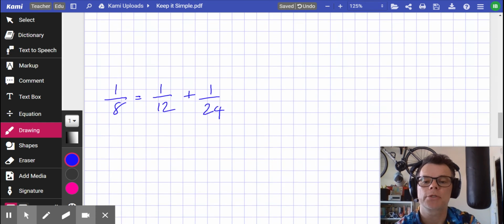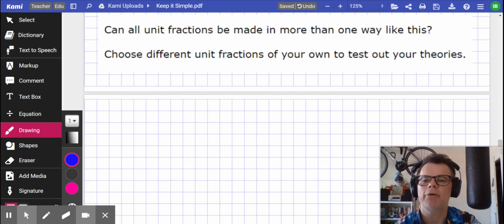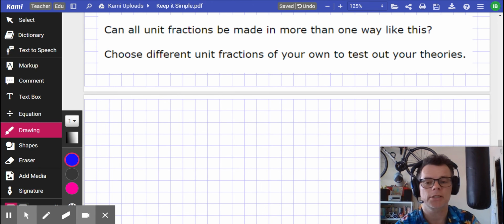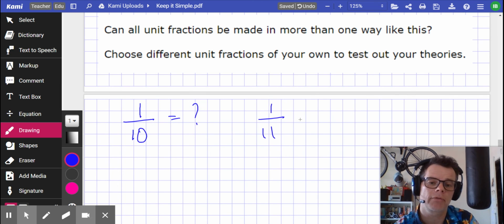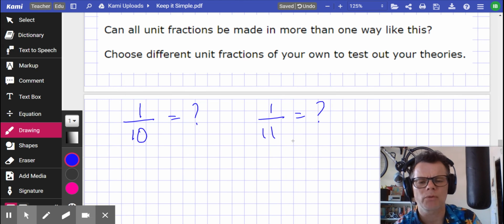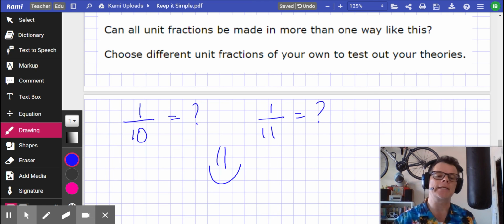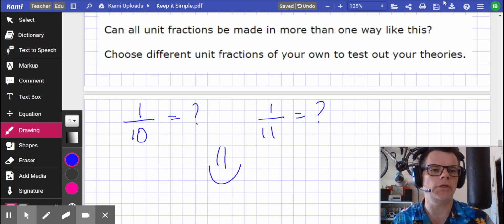And the other thing you can do in mathematics is there's always more you can do. Very simple. You could just try to find some other ones of your own. Can all unit fractions be made in more than one way like this? So can you start with 1/10 and try and do it in that way? Can you start with 1/11 and try and do it in that way? Which ones work? Which ones don't work? Why don't they work? Which ones have more answers than other ones? And you can try and test yourself. So with maths, there's so much you can always do just by changing the question just that little bit, and good luck with that extension. Thank you very much.